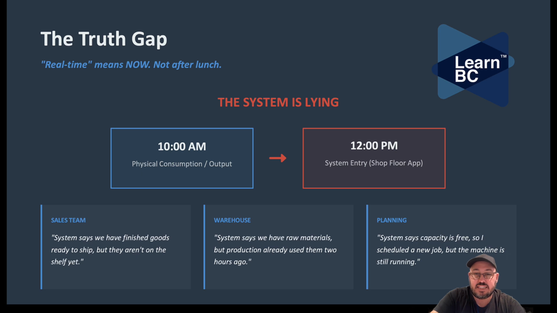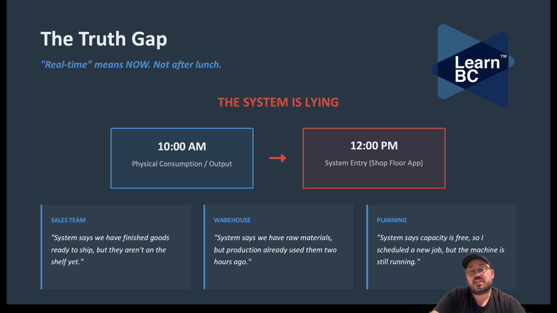Let's say that we're going the other way with this. We're updating the system before we've done it. You need to follow your procedures. As you finish, you output. As you consume, you consume. In the warehouse, the system says we have raw materials, but production has already used them hours or days or weeks ago, and that happens. Planning: the system says capacity to do more production is free, so I schedule a new job, but the machine is still running. Now that's a problem, okay?